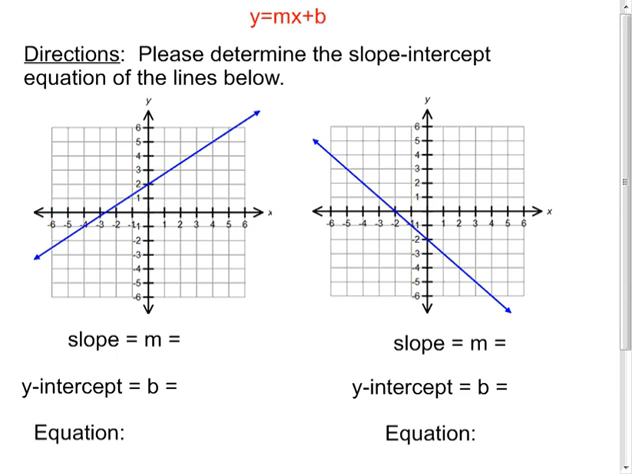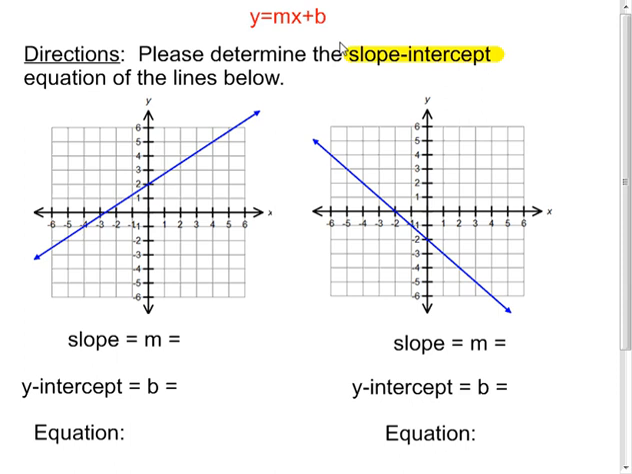Okay, here we're going to talk about equations of lines from the following perspective. You're going to be given a graph of a line, and you're going to state its equation in y equals mx plus b form. I'm going to do two examples here, and I'll try and be thorough. We see the directions say here, please determine the slope-intercept equation of the lines below.